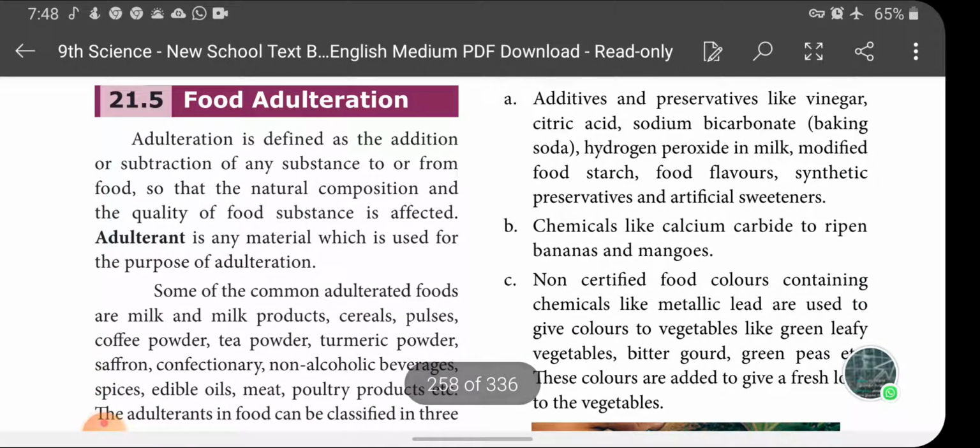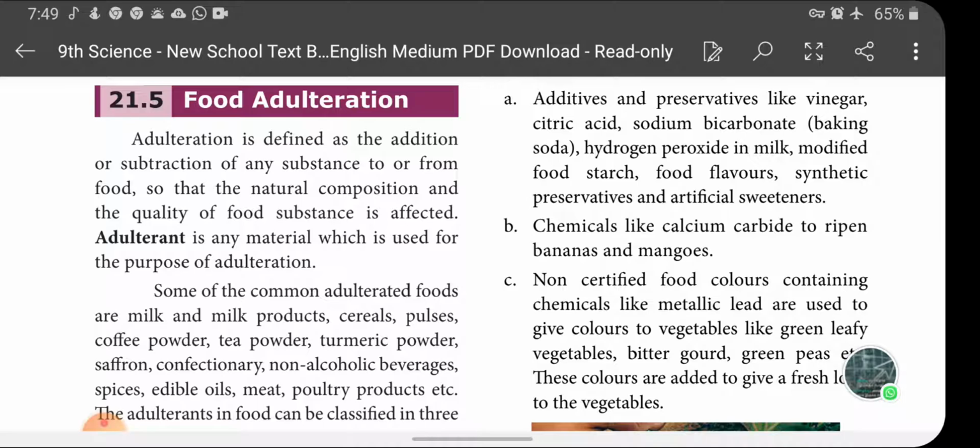Next one is food adulteration. It is a new topic. Adulteration is defined as the addition or subtraction of any substances to or from food, so that the natural composition and the quality of food substance is affected. So this is the definition for adulteration. Adulteration is nothing but the addition or subtraction of any substance to or from the food. This is called what? Adulteration. This adulteration affects the natural composition and quality of food.